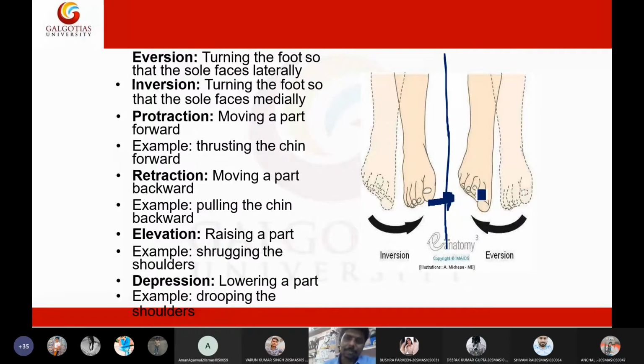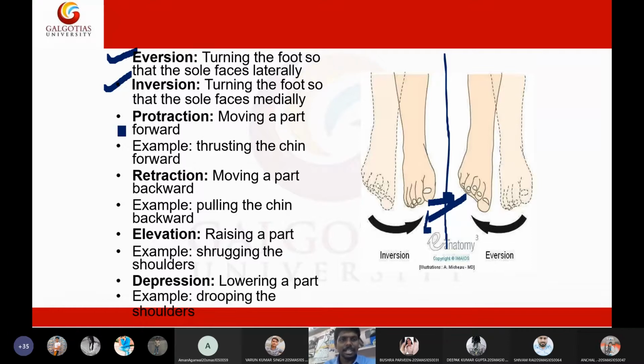And if you are bringing the foot surface away from the midline, this is called eversion. If you're facing your foot towards the midline, that is called inversion. If you're facing your foot away from the midline, that is called eversion. Inversion and eversion, okay. So inversion, eversion we finished.